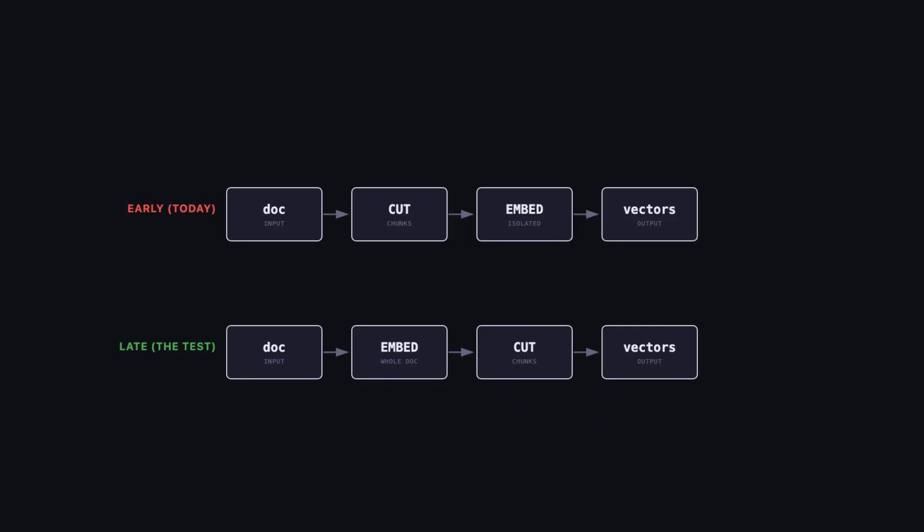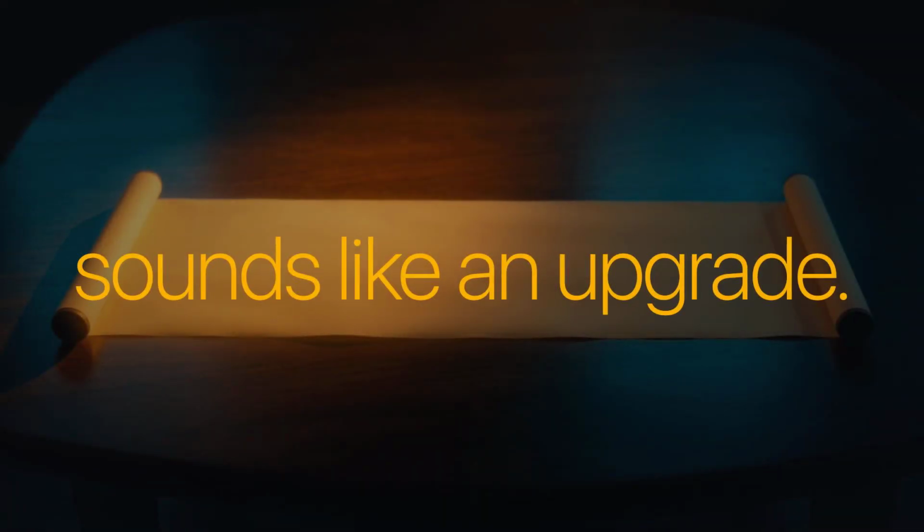Take the long context reader, an embedder that can read up to 8,000 tokens in one pass, and let it read as a whole document. While it reads, it builds a contextual representation of every word, knowing every other word. Then, only after the whole document has been understood, we cut. We pull the parts of the representation that fall inside each chunk into a single chunk vector. Early chunking cuts first, then understands. Late chunking understands first, then cuts. That sounds like an upgrade.